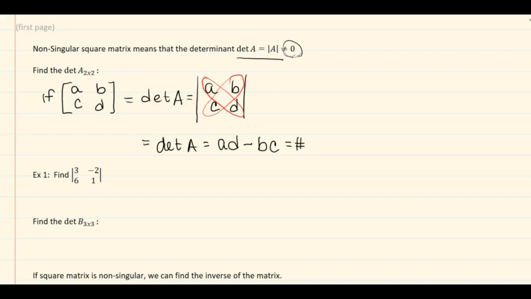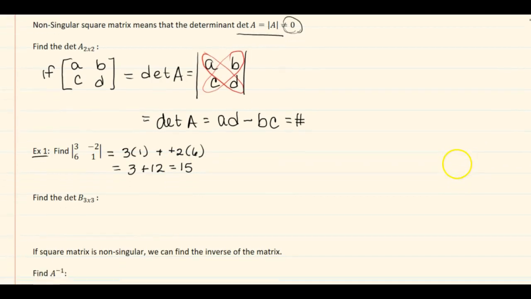So let's try our hand at finding the determinant of this matrix here, for example, number 1. You might want to pause the video here and try it on your own. So if we're trying to find the determinant, we're going to multiply 3 times 1 and subtract the multiplication of -2 times 6. Do the math here, we'll get 3. These two become a positive, so it'll be plus 12, and the answer here is 15.